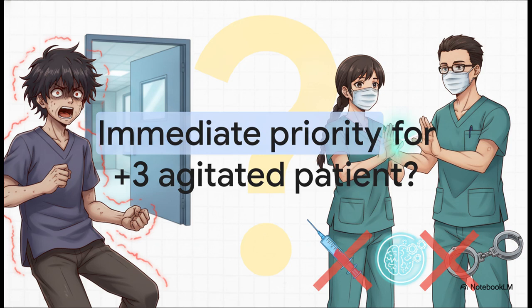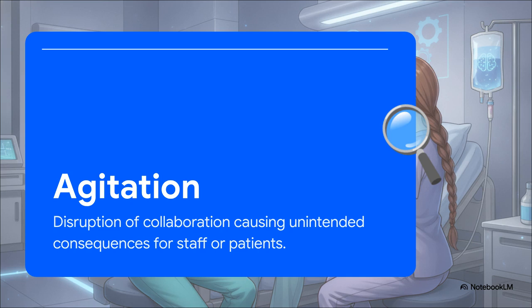Let's look at why. Okay, first things first, let's actually define the threat we're dealing with. Agitation is not just a violent patient. It's formally defined as a temporary disruption of the typical physician-patient collaboration, which has unintended consequences for the staff or other patients. The crucial takeaway here is that it's way broader than just violence. Because once a patient actually turns violent, your options drastically shrink down to physical restraints and forced meds. We've got to treat this early, mainly to protect our highly vulnerable nursing staff. This definition is your trigger to act proactively.